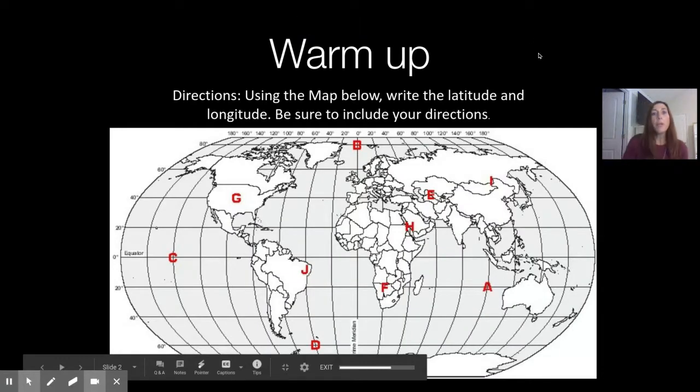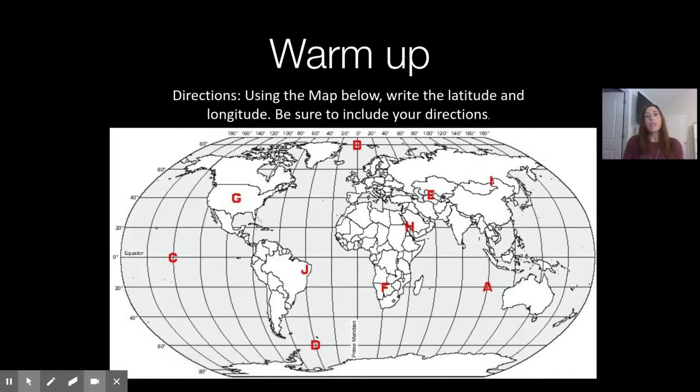So this is your warm-up. And what I want you guys to do is to look at the letters and try to identify the latitude and longitude of each of those locations, A through I. I will post the answers for you guys so you can check your answers.